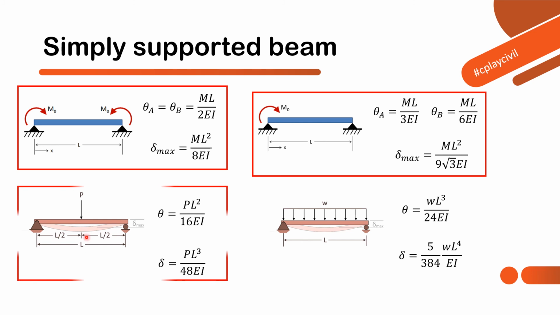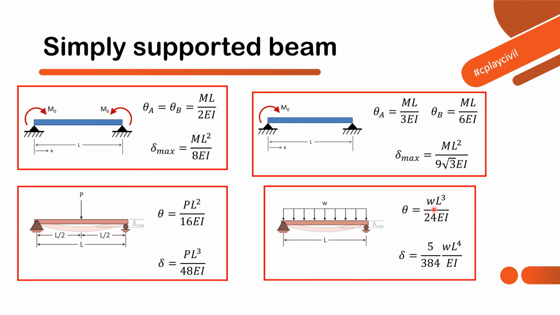And next is the simply supported beam subjected to a concentrated point load at the mid of its section. So central point load, then what is the theta? PL square by 16 EI, and maximum deflection is PL cube by 48 EI. When it is subjected to UDL, then WL cube by 24 EI is the slope, and deflection is 5 by 384 WL power 4 by EI. These formulas are very important, and they need to be noted.